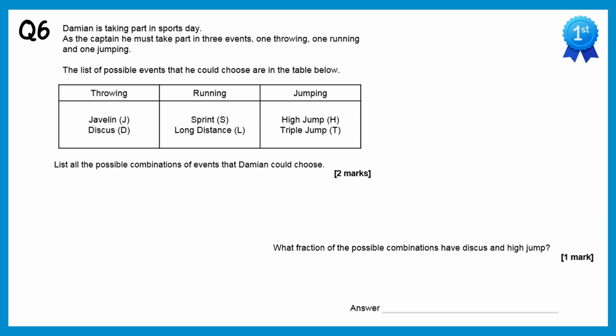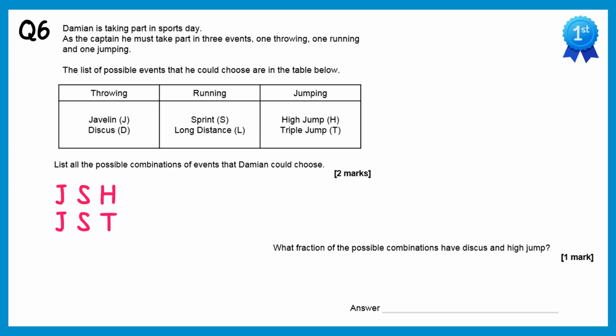For this question, we need to list all of the combinations. We're going to take one event from the first box, one from the middle box, and one from the last box. So we'll start with javelin, sprint, and high jump. The first one from each box. If we then change the high jump in the last box to a triple jump, we get javelin, sprint, triple jump. We've now done all of the combinations that start with javelin and sprint.